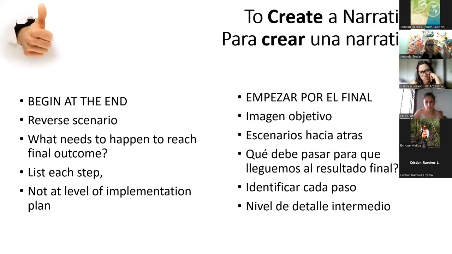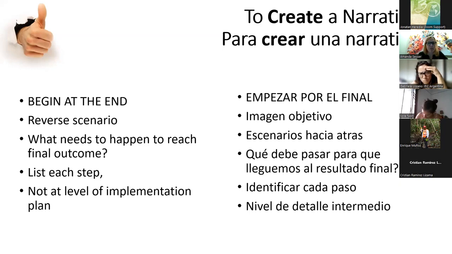So, short story here. When you're making your results chain, number one, begin at the end. Think about where you're trying to go and then work backwards. Think about what needs to happen at each step in order to reach that final desired outcome and list those steps.